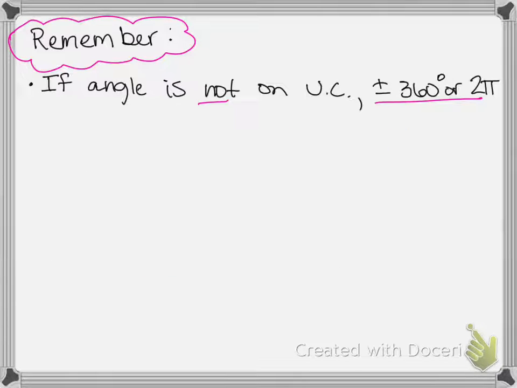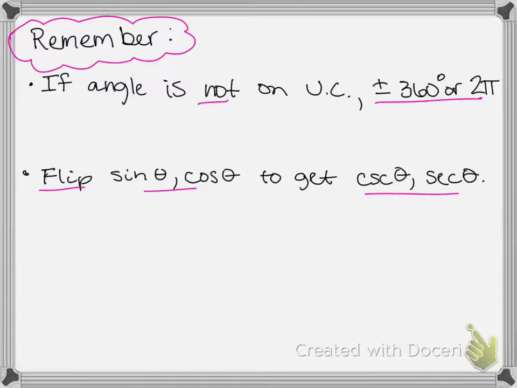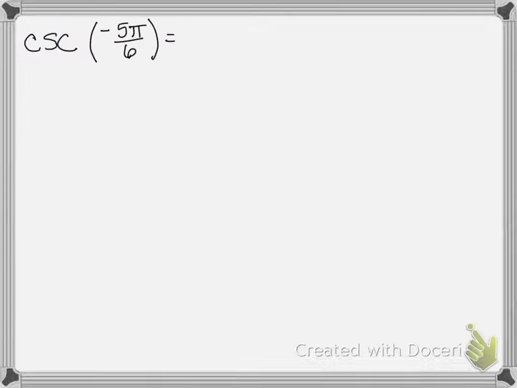Remember, if the angle is not on the unit circle, add or subtract 360 or 2 pi. Remember, you flip sine and cosine to get cosecant and secant. That's what the 1 over means. It literally just means flip.